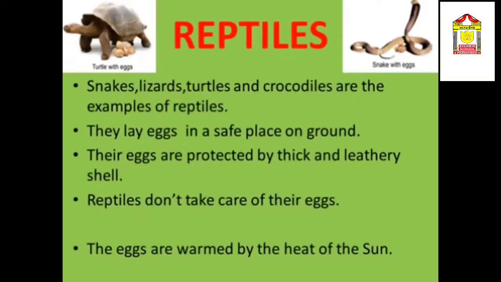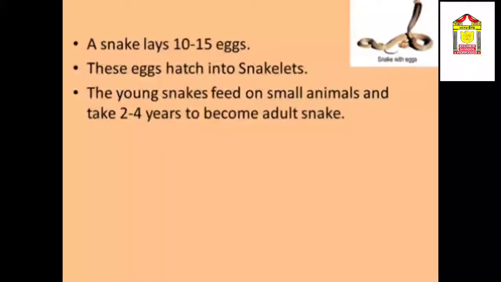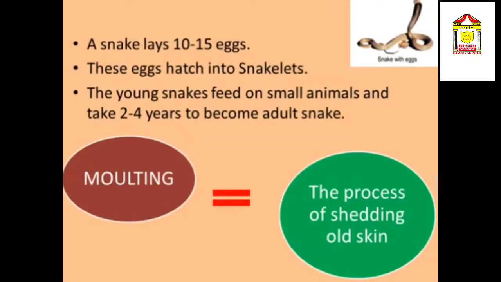As you can see in the pictures of reptiles on the top, this turtle and snake are reptiles. These lay eggs on the ground. For example, a snake lays 10 to 15 eggs and these eggs hatch into snakelets. The young snakes feed on small animals and take 2 to 4 years to become adult snakes. So this is the life cycle of a snake.